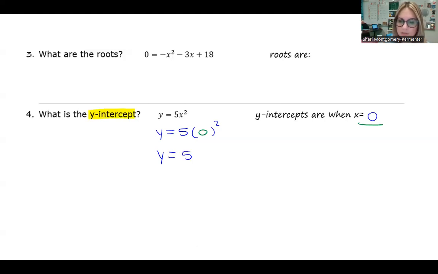What's 0 times 0 or 0 squared? 0. What is 5 times 0? 0. That's it. So y-intercepts are when x is equal to 0. So you can just plug in 0 for x.